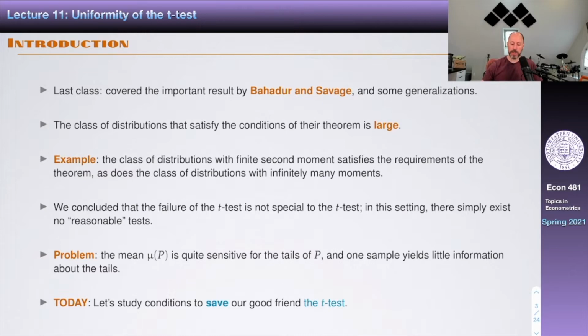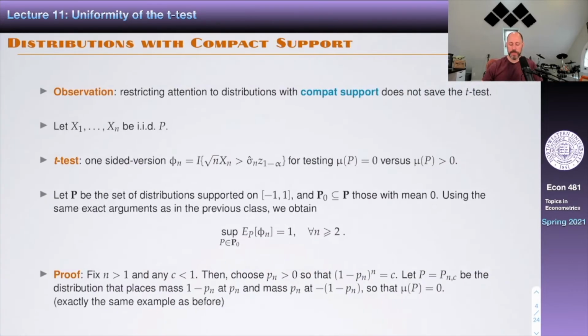But before doing so, we're going to try to understand a little better the implications of these three conditions in Bahadur-Savage. If we restrict attention to distributions with compact support, as strong as that looks, it does not save the t-test. It breaks the Bahadur-Savage result. You can show that there is a test that exists and works well, but unfortunately, it just doesn't save the t-test.